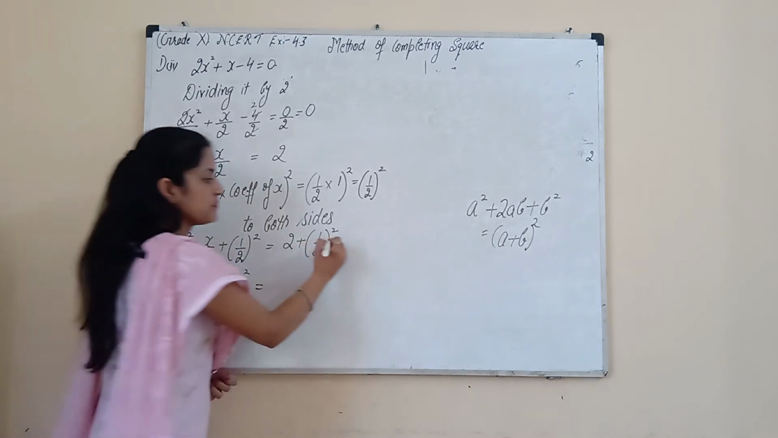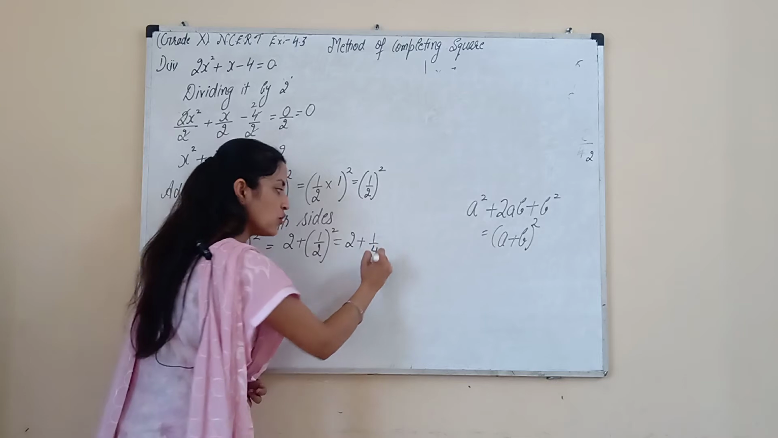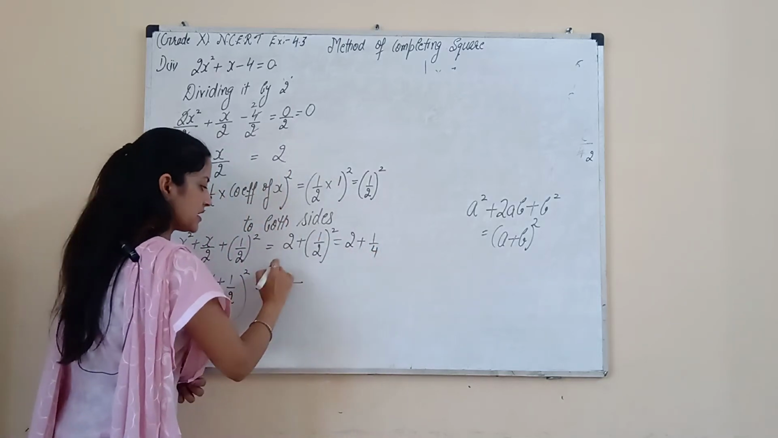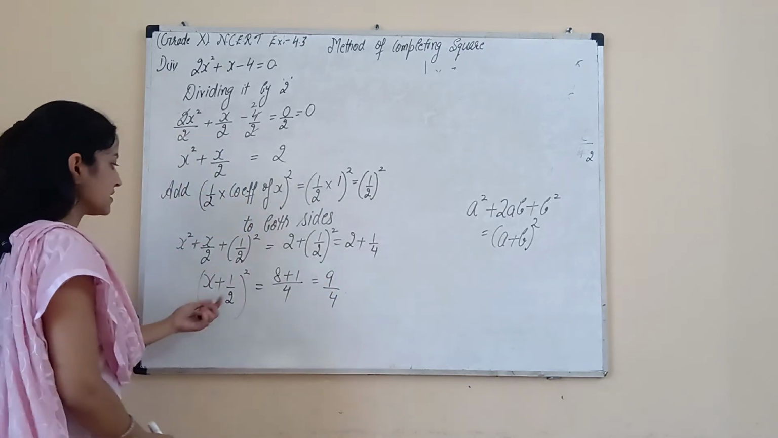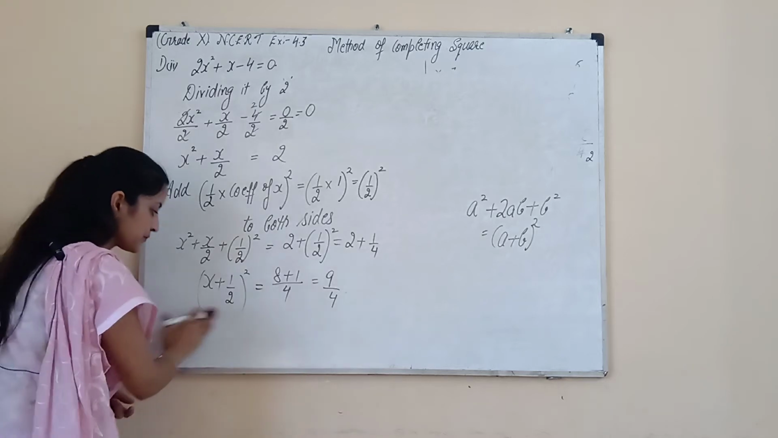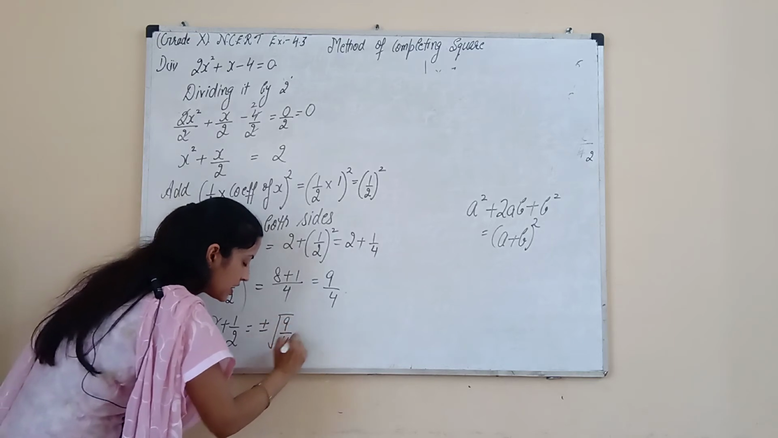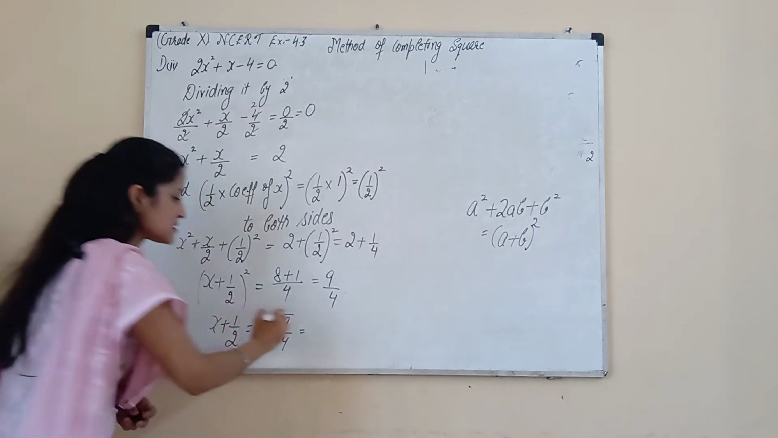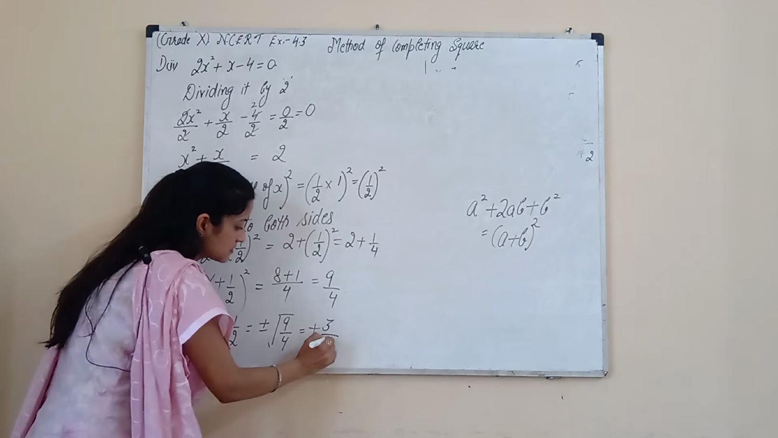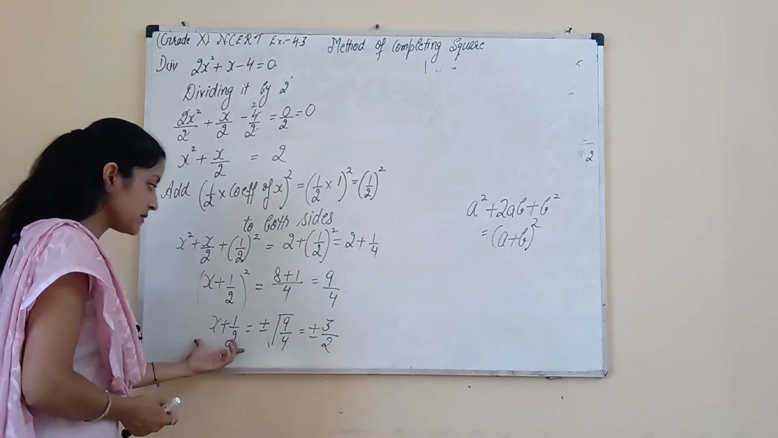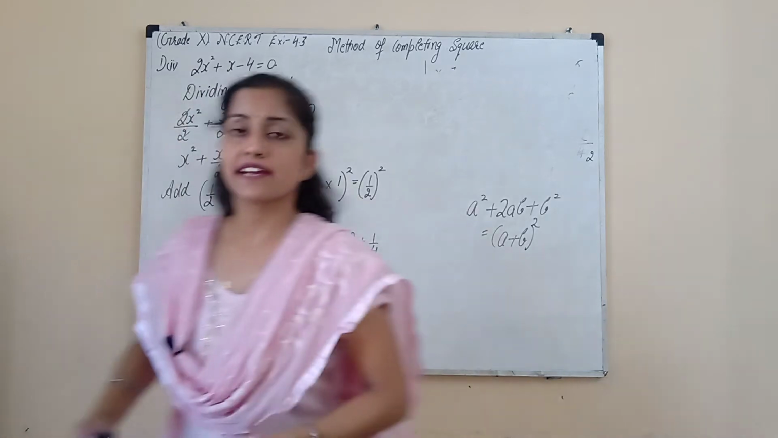Now solve the right hand side. 2 plus 1/2 whole square, that is 1/4. Now taking 4 as the LCM, 4 twos are 8. 8 plus 1 is 9/4. Done. Now the next step is to remove the square. It is x plus 1/2 equals plus minus root 9/4. The root of 9 is 3, and the root of 4 is 2. Again, the left side has a single term, and on the right hand side we have two terms, positive as well as negative. So solve for x.